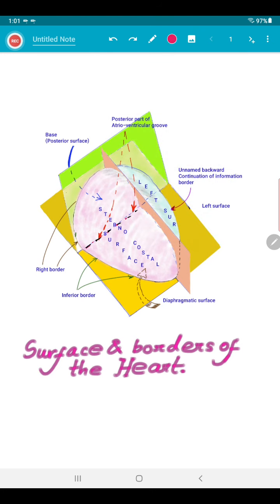The border is accompanied by the marginal branch of the left coronary artery. So the left coronary artery will be like this. This is a thick, large artery, and its marginal branch will be accompanying this left border up to the apex. So this is the marginal branch, and this is the left coronary artery proper.